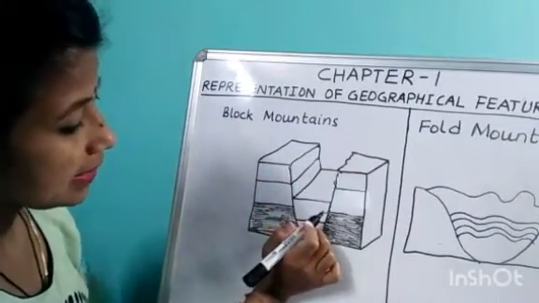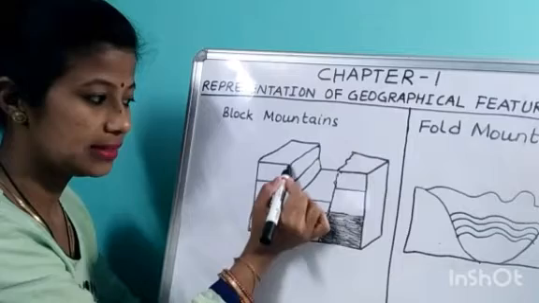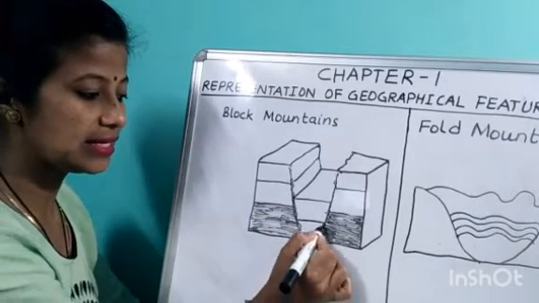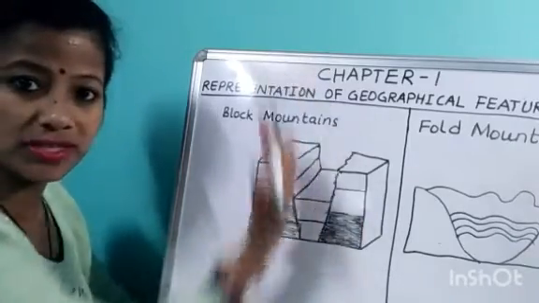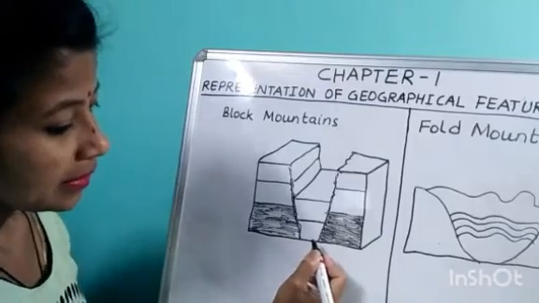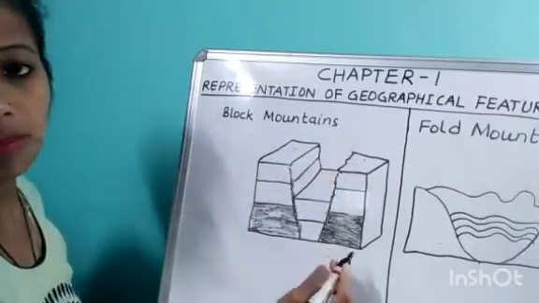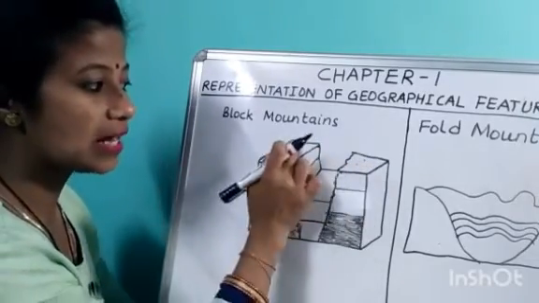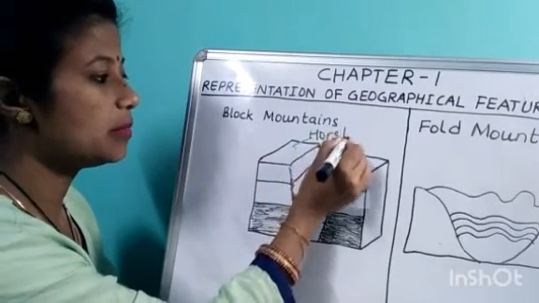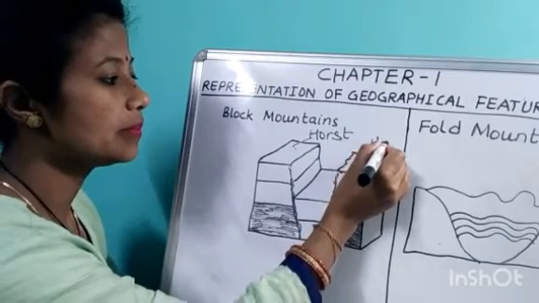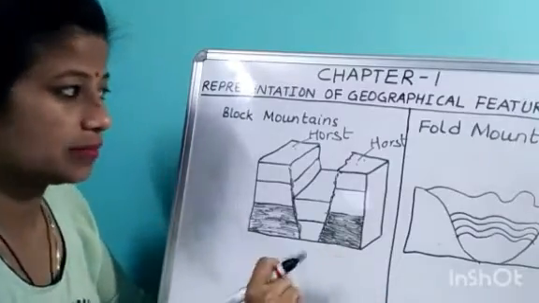Block mountains are created when large areas are broken. This part is broken. When large areas are broken or displaced vertically, the uplifted blocks, this block here, are uplifted. Uplifted blocks are called horsts. The uplifted parts are called horsts.